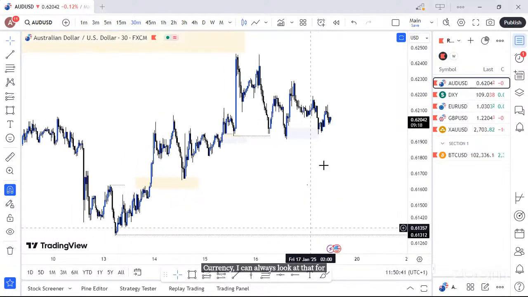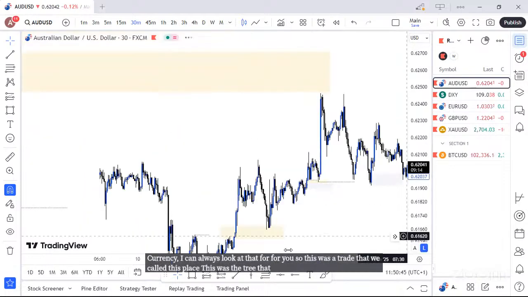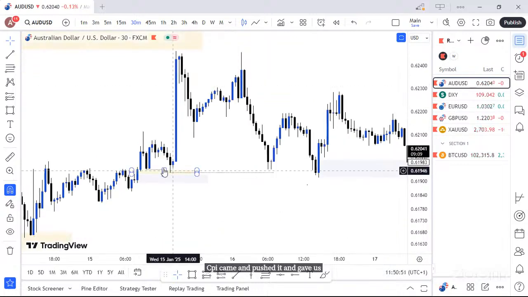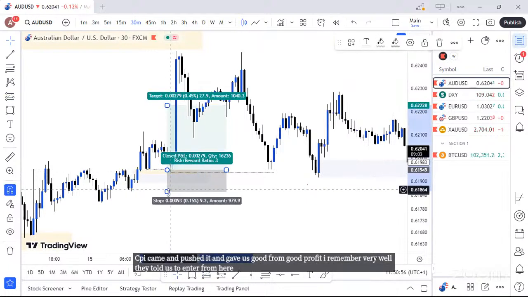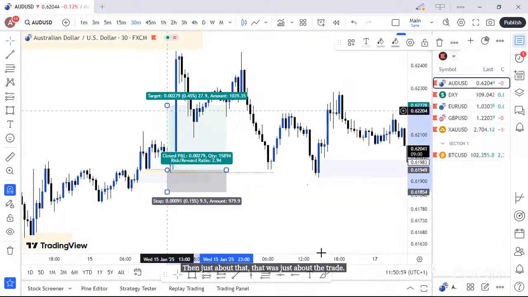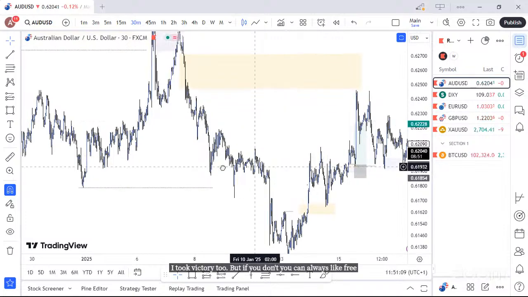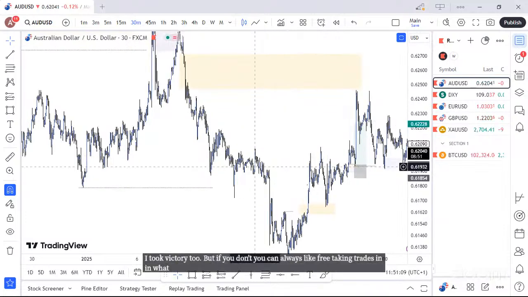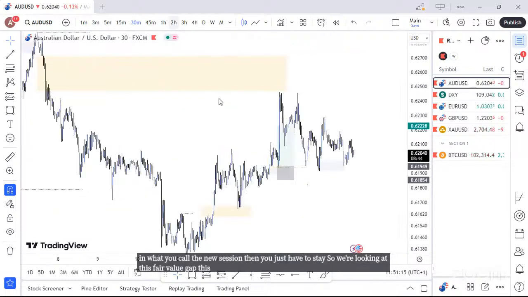So this was the trade that was called on our last live. I know the CPI came and pushed it and gave us good profit. I remember very well, we were told to enter from here, and the stop loss was just below here. Then I took the trade too. But if you're not free with taking trades in the new sessions, then you just have to stay away. So we're looking at this fair value gap, this area here, for possible continuation.